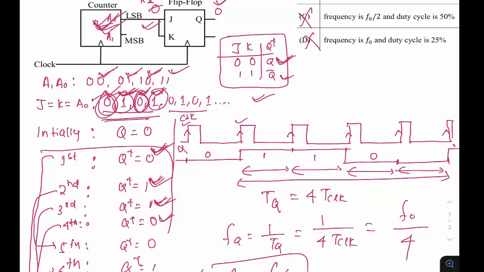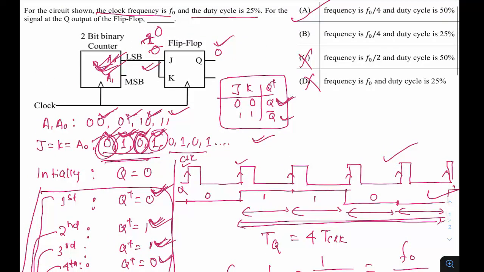By taking all this information, if I plot with respect to the clock waveform, I get the Q waveform something like this. Comparing with the clock waveform, the period is coming to 4T clock, the frequency is F0 by 4, and the duty cycle is coming to 50%. So yes, this is a good question. Not a tough one, but you need a little bit of logic. So the answer is A for this: F0 by 4 the frequency and the duty cycle is 50%.